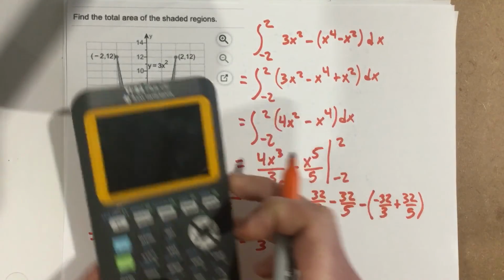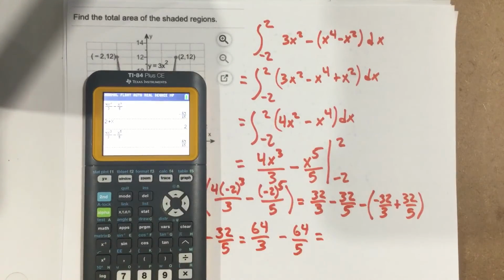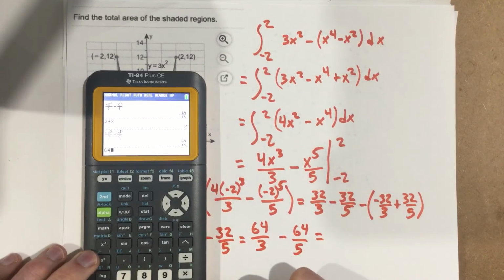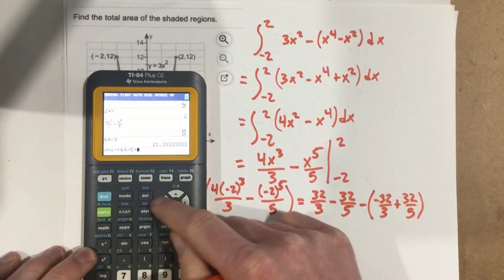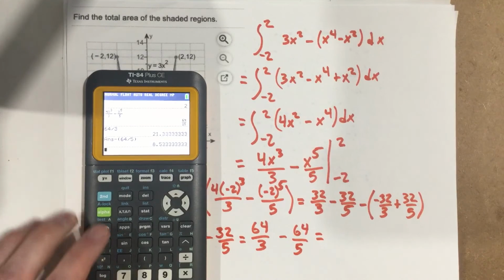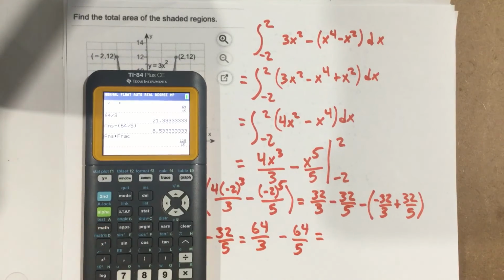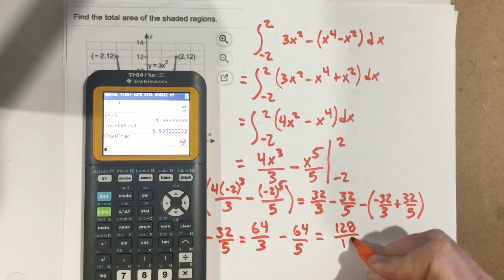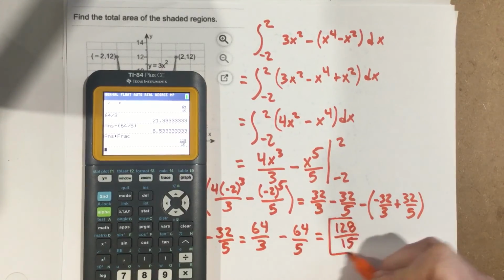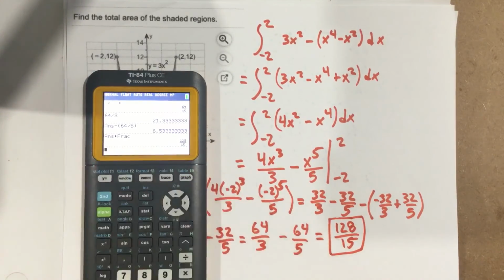Plug that in the calculator. So 64 divided by 3 minus 64 divided by 5. Convert it to a fraction: 128 over 15. So my total area is 128 over 15, and you can see the decimal there is about 8.5 if you're using decimals.